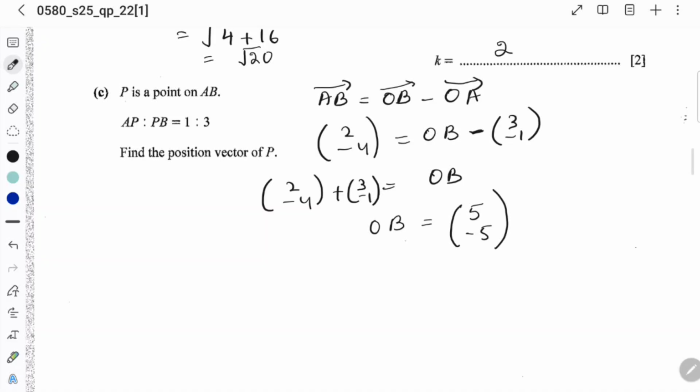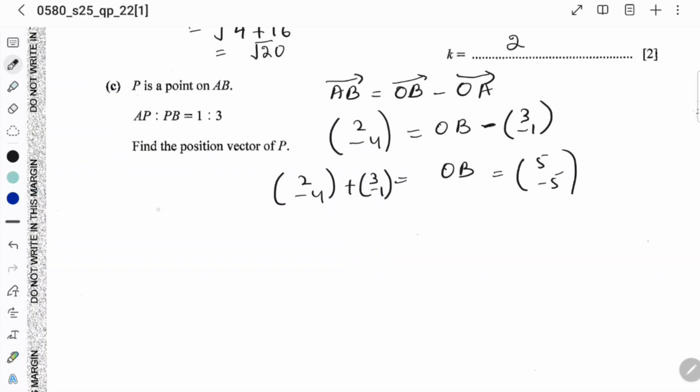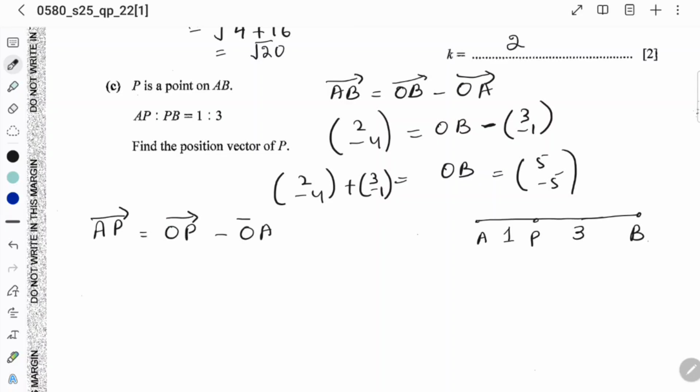Alright, so now the position vector of P we'll have to find out. So we'll find out AP and PB and then find out their ratio. Alright, so AP is to PB is 1 is to 3. Okay, so it means that if we have A, P and B, then this is 1 ratio and this is 3 ratio. We'll have to find out the coordinate of P, remember. So AP is equal to OP minus OA, where we know the coordinate A, which is (3, -1).